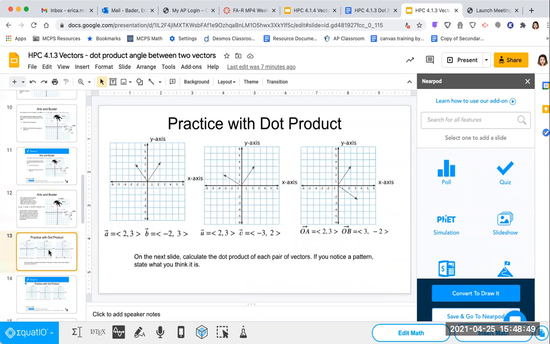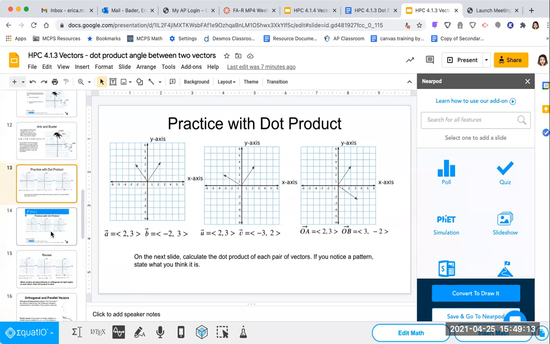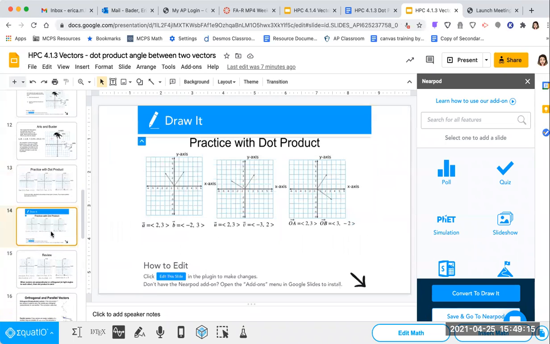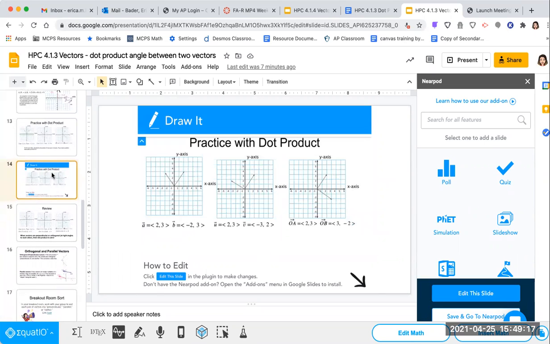Okay. All right. So now that we kind of have a sense of what the meaning of dot product is and what it's actually measuring, right, which is the projection of one vector onto the other vector, let's practice calculating it and make some meaning of it. So on the next slide, you have 3 sets of 2 vectors, and I'd like you to calculate the dot products of each pair. If you notice a pattern, go ahead and state what you think it is. All right, so go ahead and practice. Pause the video and try these 3 dot products.